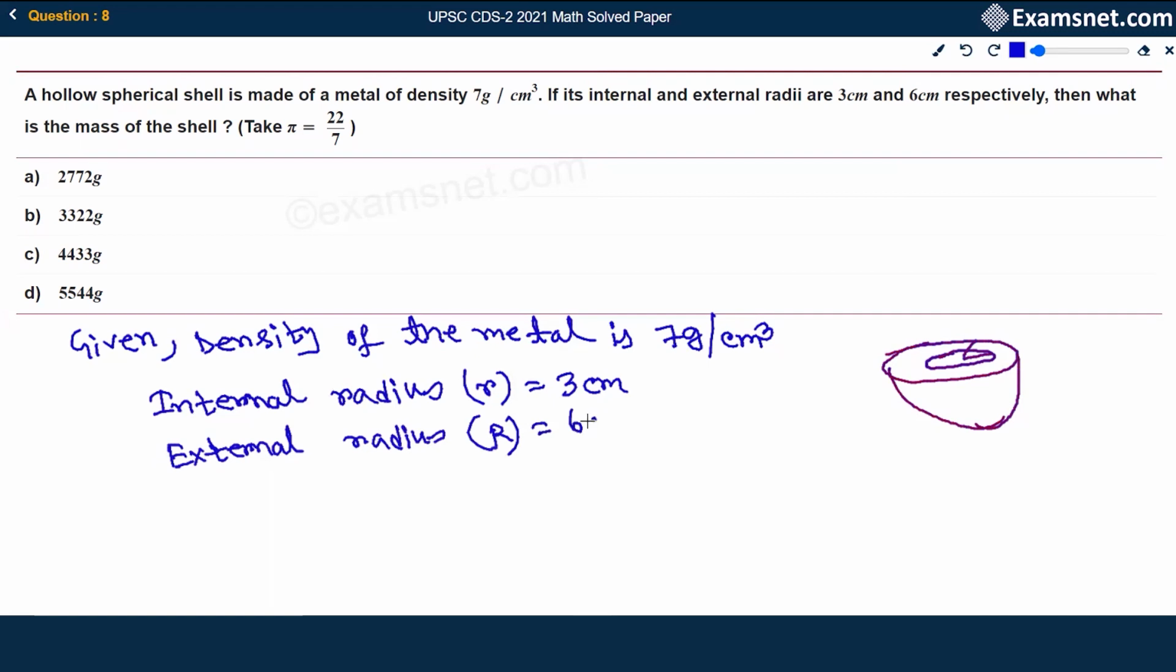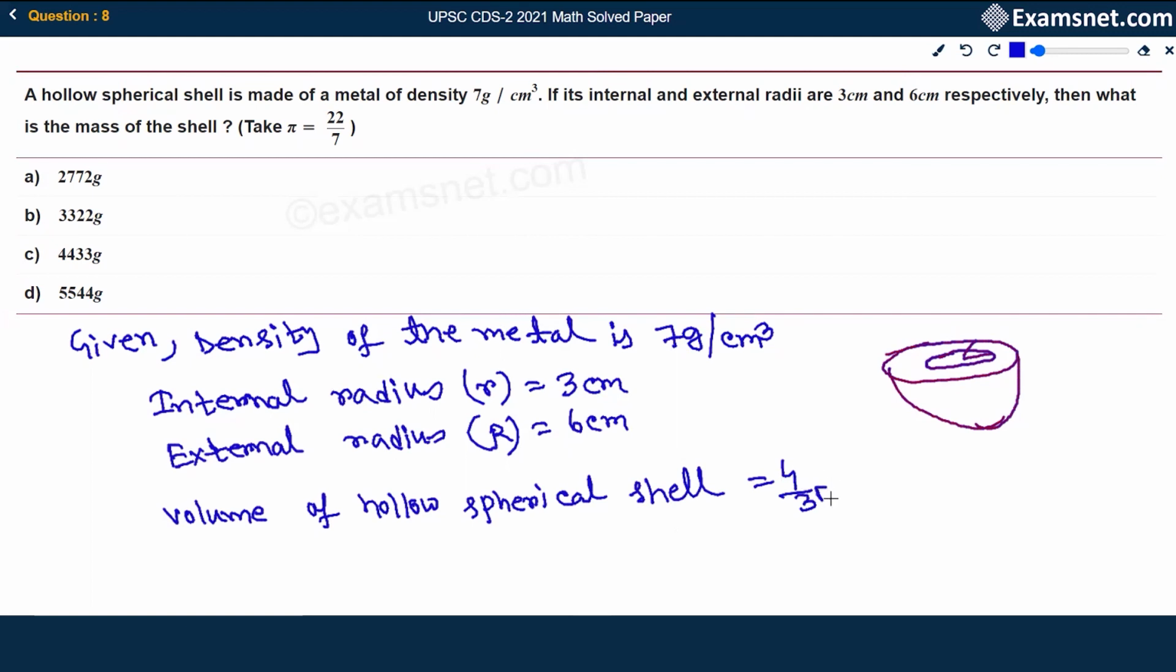Now, there are two formulas we are going to use. One is the volume of hollow spherical shell. So the formula is the volume of hollow spherical shell: 4/3, since this is hollow, so the volume will be pi, R cube minus small r cube. Let's put the values first.